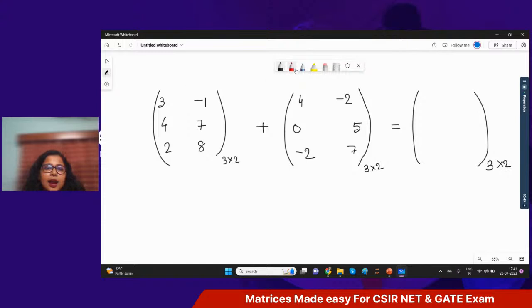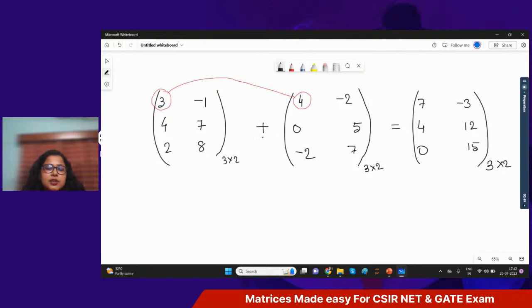Okay, and how are we adding the things? The addition will also be done position wise. So 3 will be added with this 4. So what are we getting? It will be 7, then minus 1 minus 2 is minus 3, then 4 plus 0 is 4, then 7 plus 5 is 12, then 2 plus minus 2, that is 2 minus 2, so 0, then 8 plus 7 is 15. Okay, so this is the resultant matrix, and a similar thing happens whenever we are subtracting.